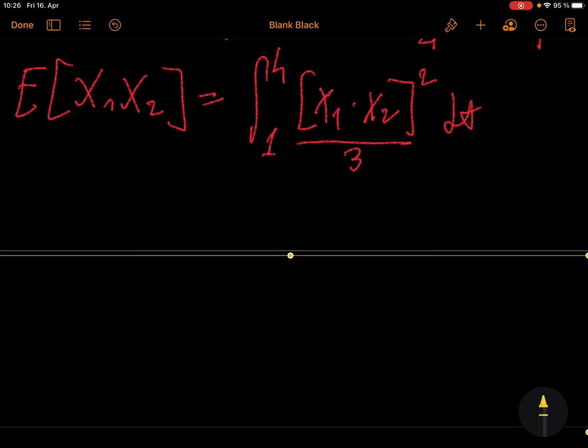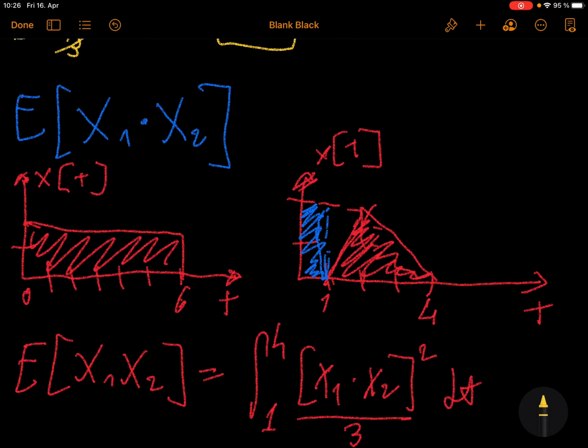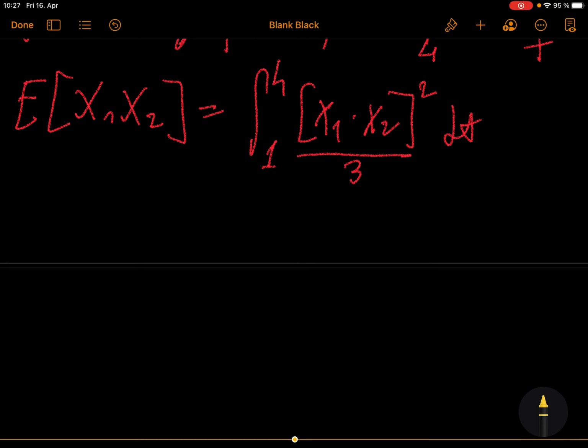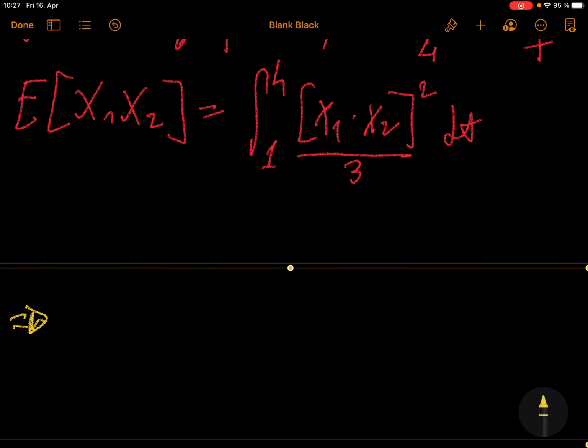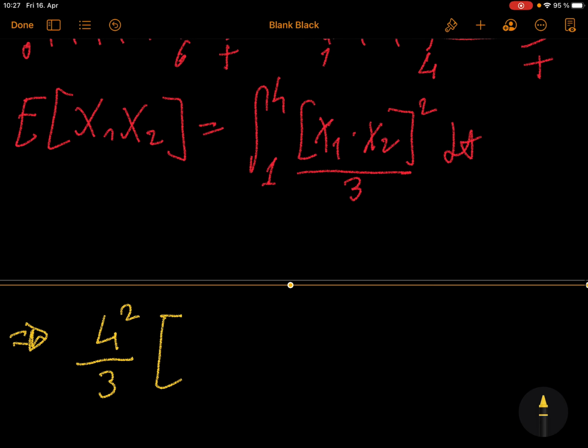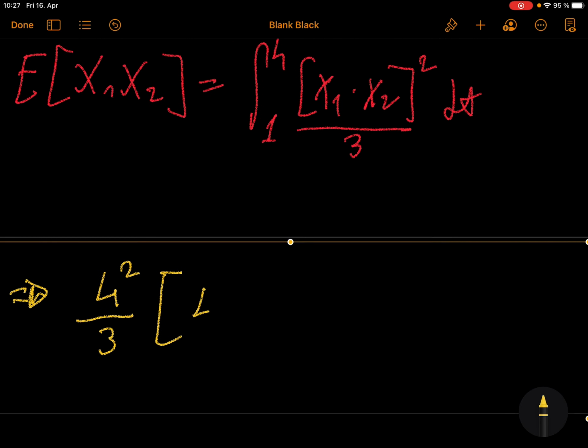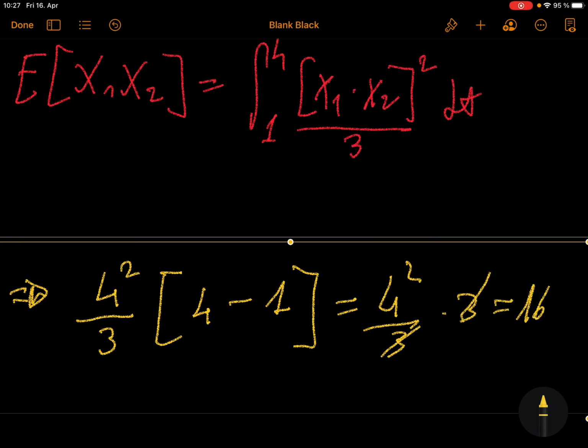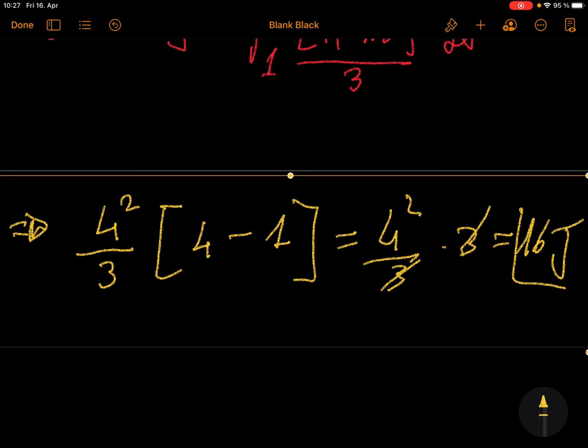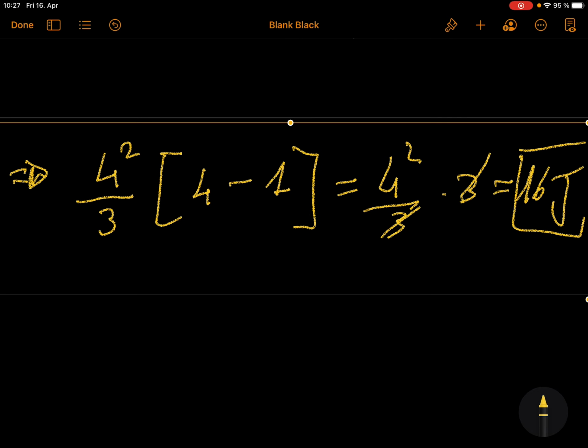Therefore, we can go forward with that, and we have x1, x2, both amplitudes were 2, right? So we have 4 squared. That's going to be equal to 4 squared divided by 3, multiplied by 4 minus 1, right? So it is going to be 4 squared divided by 3 multiplied by 3. The 3 cancels out. 4 squared is equal to 16 joule. Wow. That's pretty much the final solution.